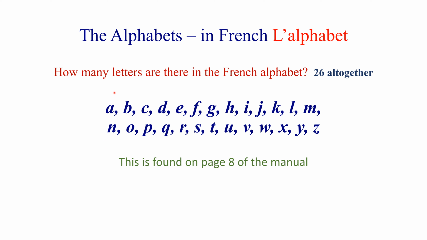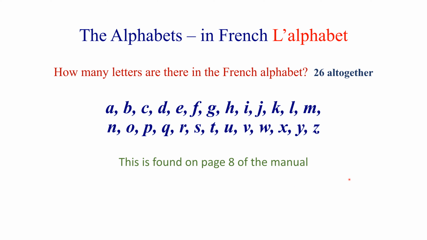The alphabet. In French, it's called l'alphabet. In English, the alphabet. How many letters are there in the French alphabet? 26 altogether, just like in English. A, B, C, D goes all the way to Z, except you have to say it in French.